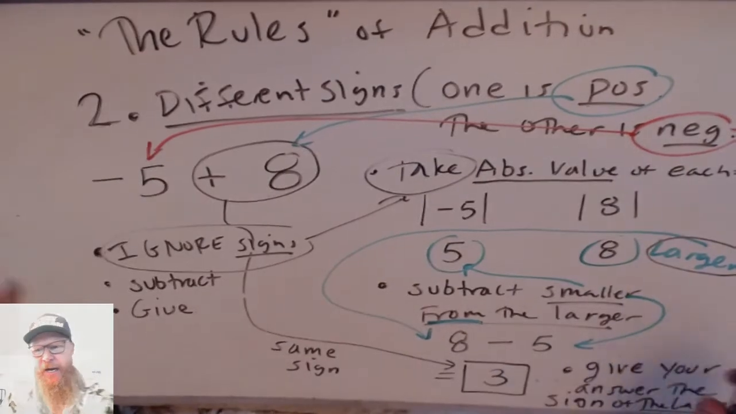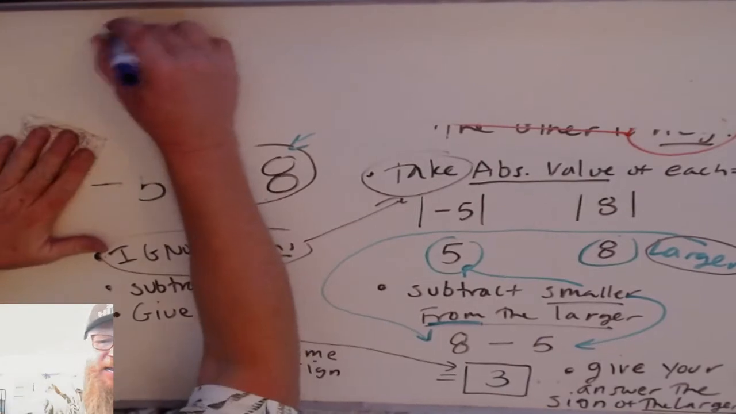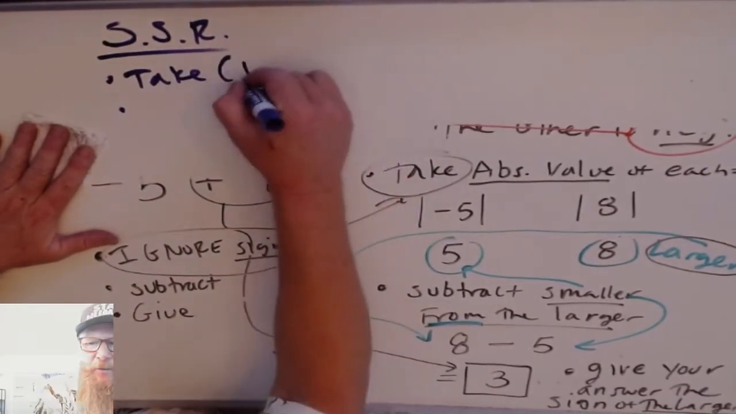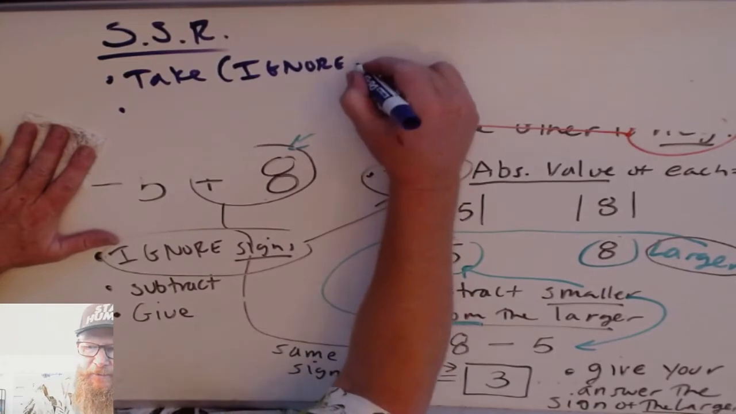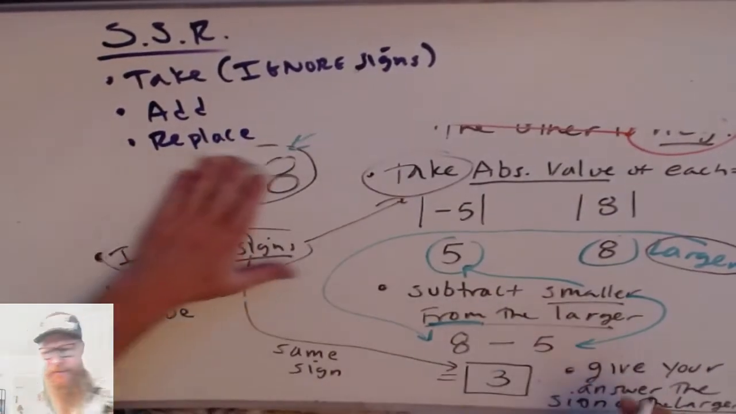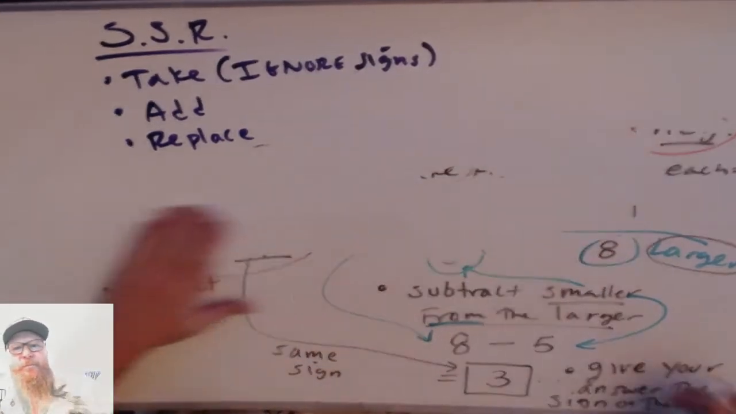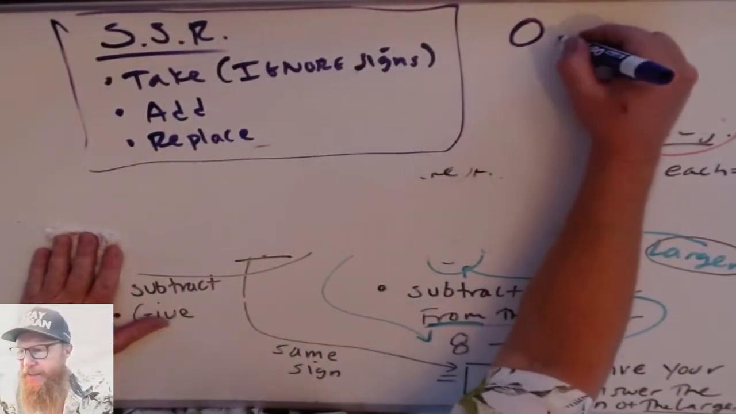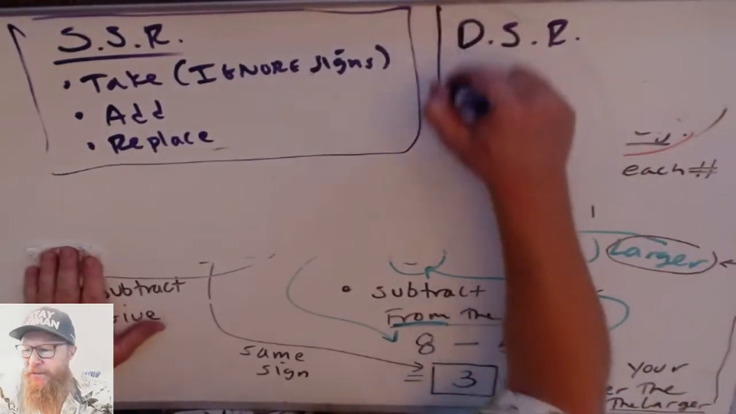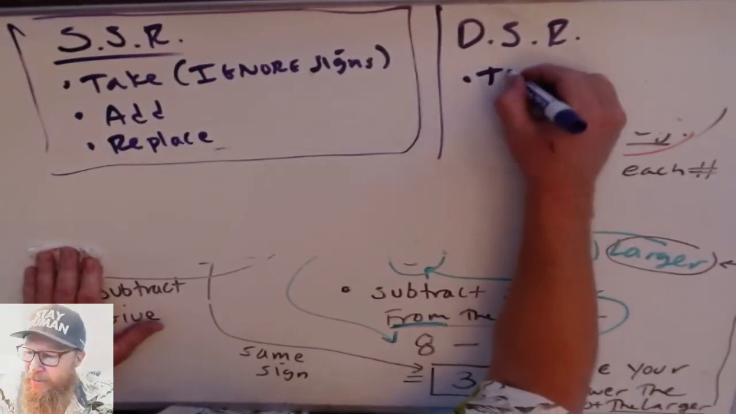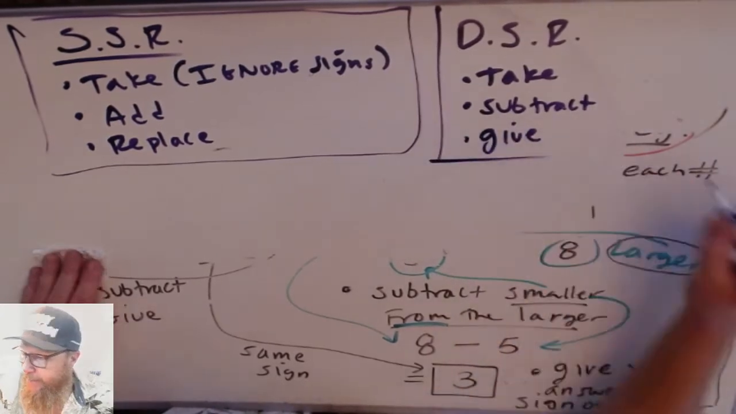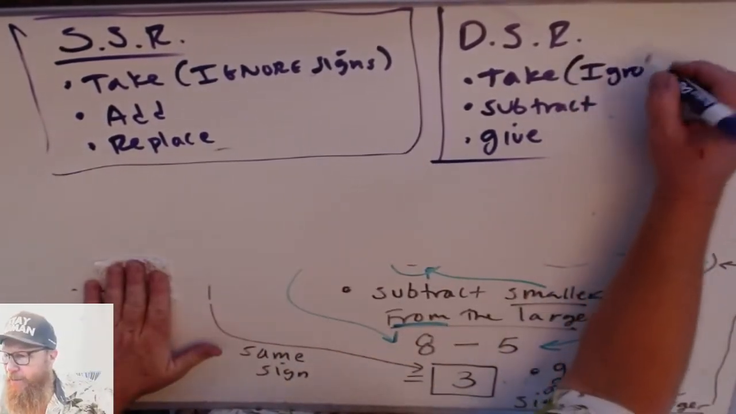All right, so those are the rules. I like to do a little quick reference up here. SSR, that's called the same sign rule. We take the absolute value, or in other words, ignore signs. We add and we replace. That's the same sign rule. The opposite sign rule, or the different sign rule, I'll say DSR, different sign rule. Some people call it the OSR, opposite sign rule. You take, you subtract, and you give. And again, when I say take, I really just mean ignore.